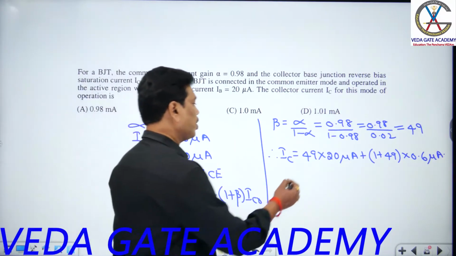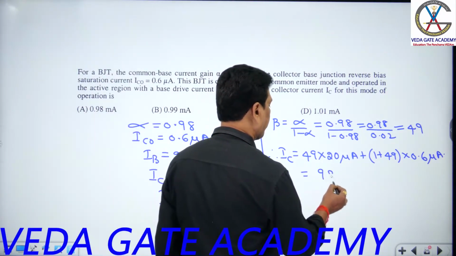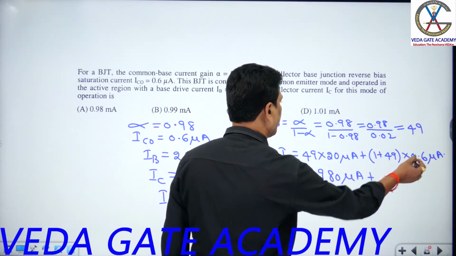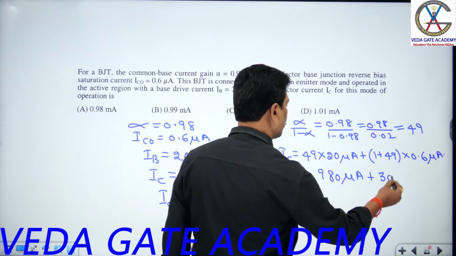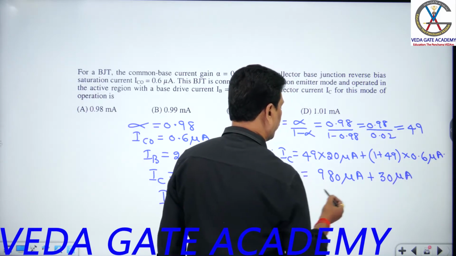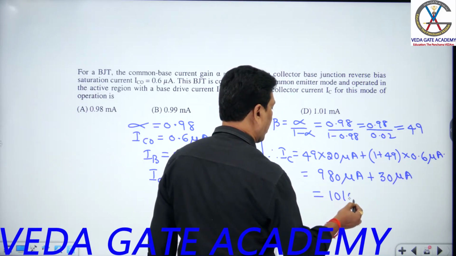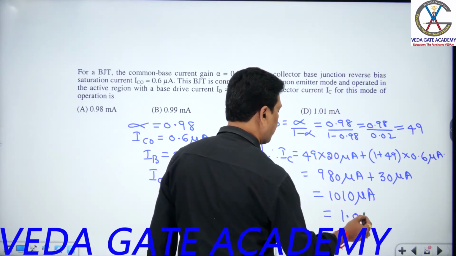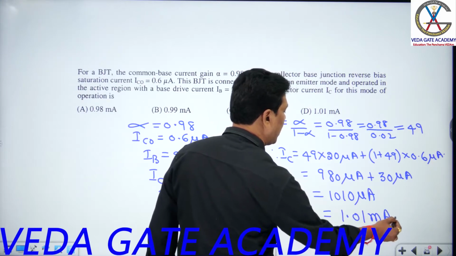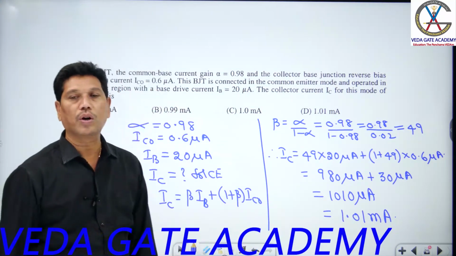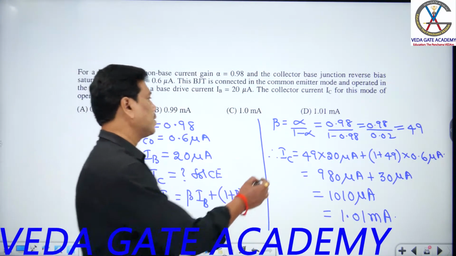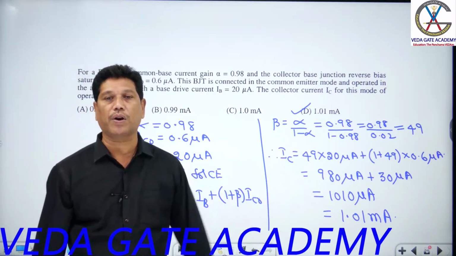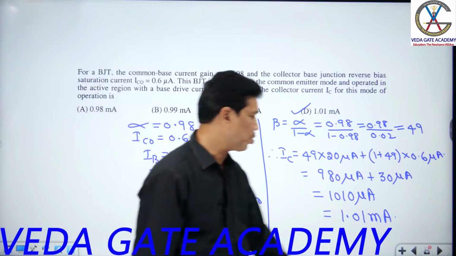So this becomes 980 microamps, plus 50 into 0.6, which is 30 microamps. That is 1010 microamps. Rewriting in milliampere, it is 1.01 milliampere. So the answer for this one is D. Check the next question now.